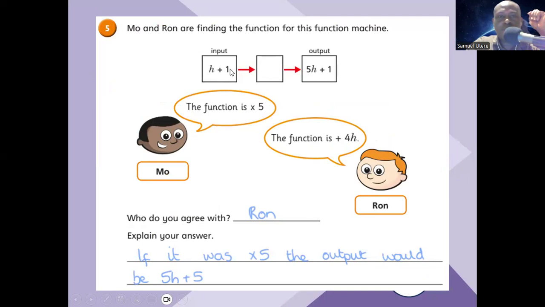So it means you have a bar that is h plus 1, but you're now making it 5 lots of that. So you're going to have 5 lots of h and then 5 lots of 1. So Run must be correct, not Mo.